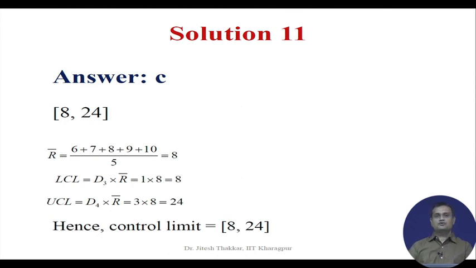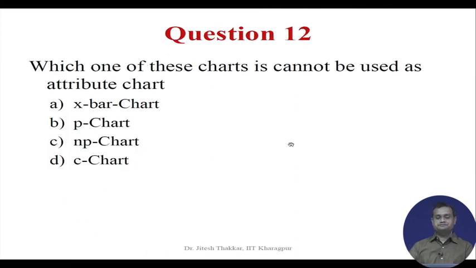R bar first you have to compute, that is 8. LCL is D3 R bar. The tabulated value for D3 is 1. So, 1 into 8 is 8 and UCL is D4 R bar. So, tabulated value for D4 is 3. 3 into 8 is 24. So, control limits would be 8 and 24.